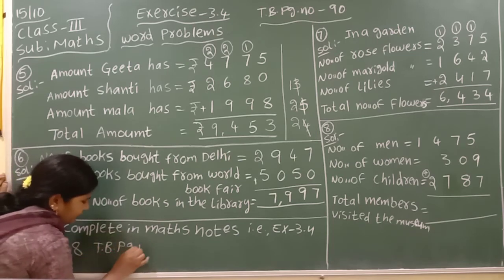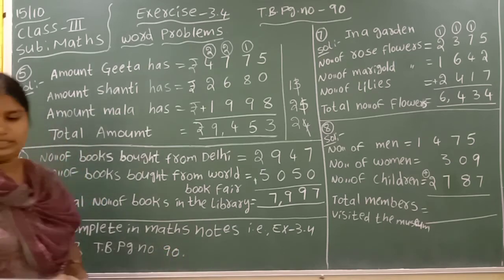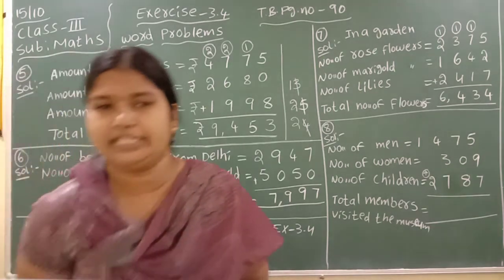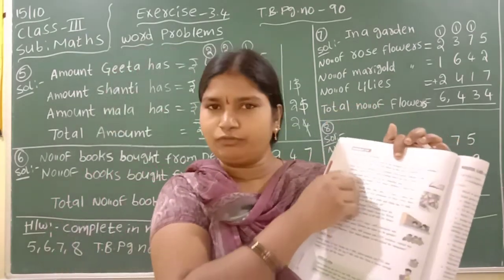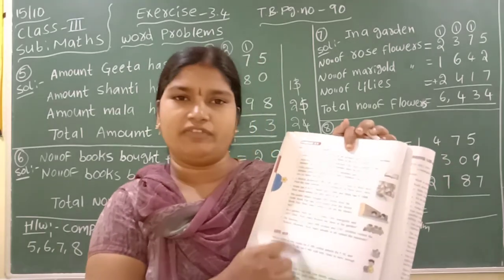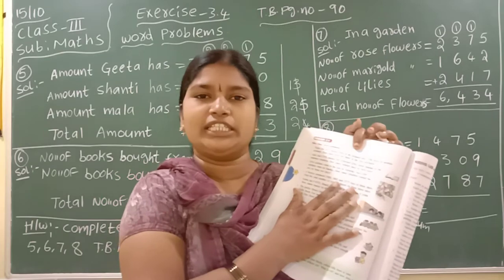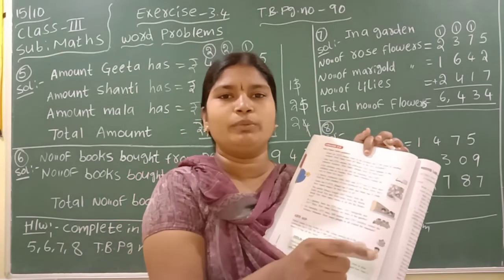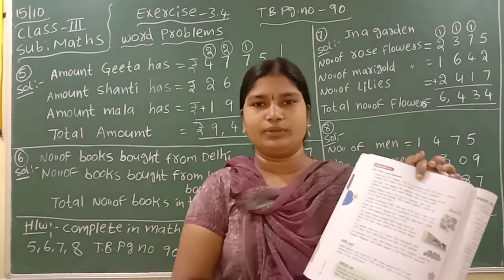Textbook, page number 90. Okay. Once see here, children. Open your textbook, page number 90. Already 4 problems completed in the previous class. 5, 6, 7, 8. Open your notebook. You have to see the question in the textbook and copy in your notebook. Answer. You have to write down the answer. Okay. This is your homework today.